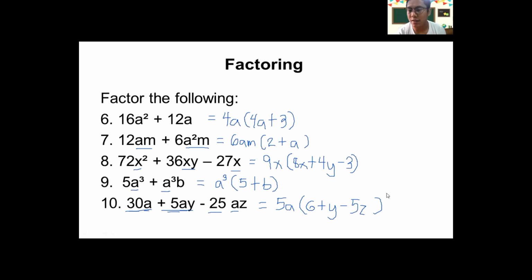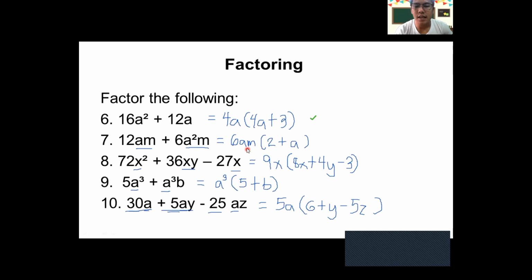So it is important also that you know the multiplication of monomial to polynomials. And also check if your answer is correct. So to check if your answer is correct, just multiply the CMF and the quantity. 4a plus 3 here. Okay, 4a times 4a, that is 16a squared. 4a times 3, that is 12a. So this one is correct. Next, 6am times 2, that is 12am. 6am times a, that is 6a squared m. This one is correct.